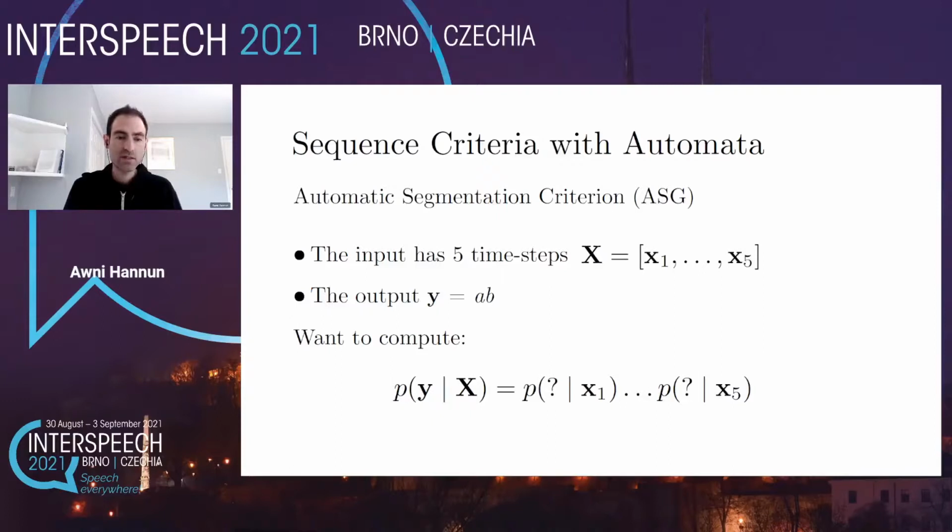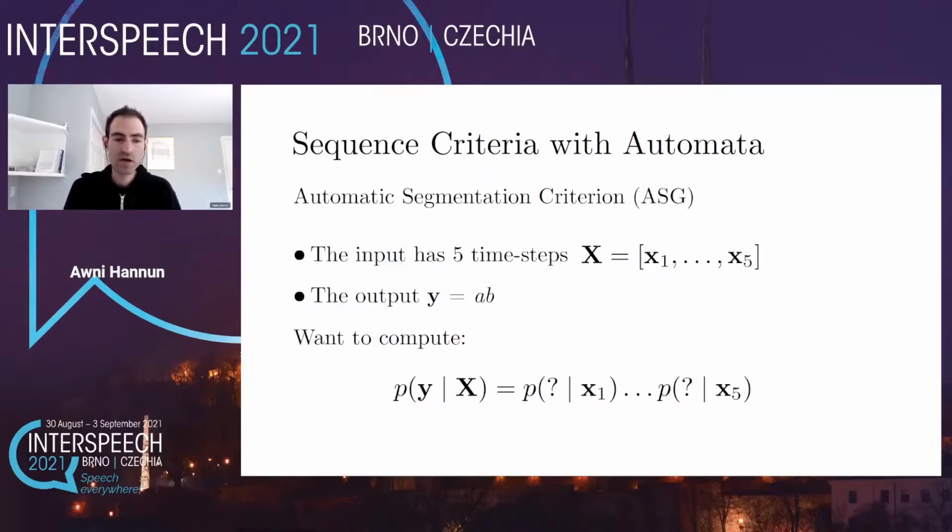The output Y is the sequence AB. So Y is the transcription. Now, what we'd like to do is to compute a conditional probability of Y given X. Why do we want this probability? We want it because, for one, we need to score Y given X in order to know how to improve our model. So if we have examples of Y and X, then we want our model to assign high probability to those examples, low probability to everything else.